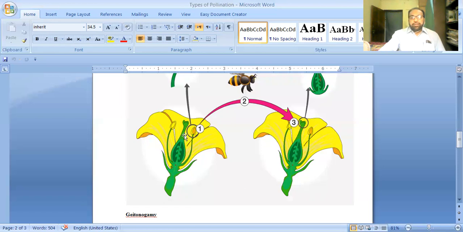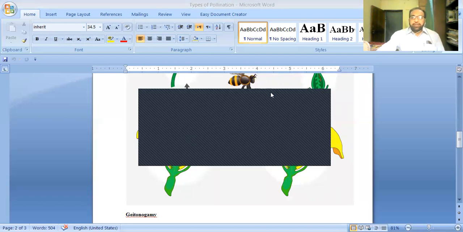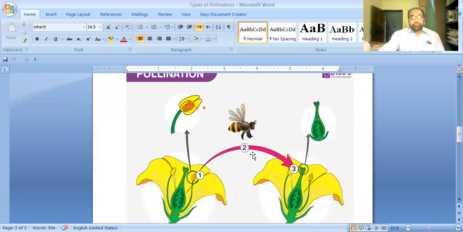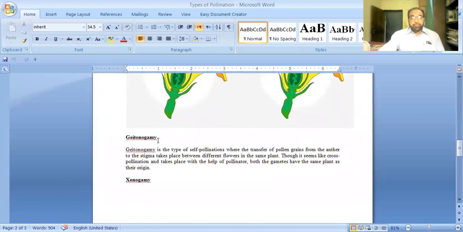The second type is where the pollen grain is transferred onto the stigma of another flower, and that flower is present on the same plant. It means pollen grain is transferring between two flowers, and both flowers are located on the same plant. This type of pollination is called geitonogamy. Geitonogamy is the second important type of self-pollination. The most common example of geitonogamy is maize, makai. In that one, this pollination takes place.